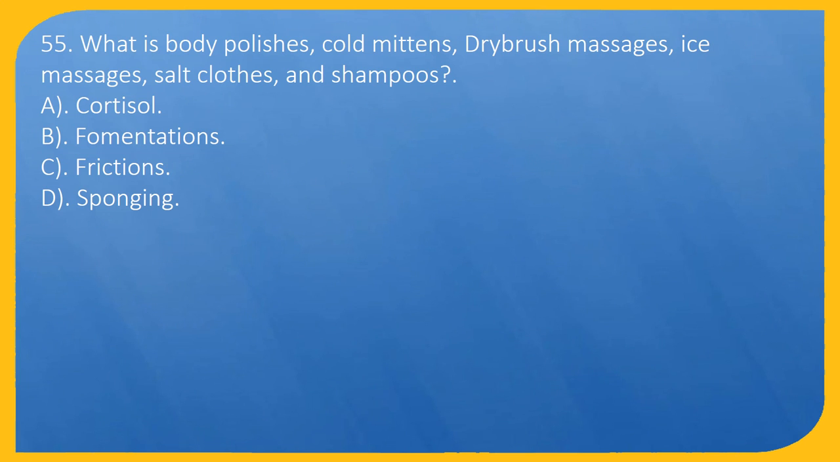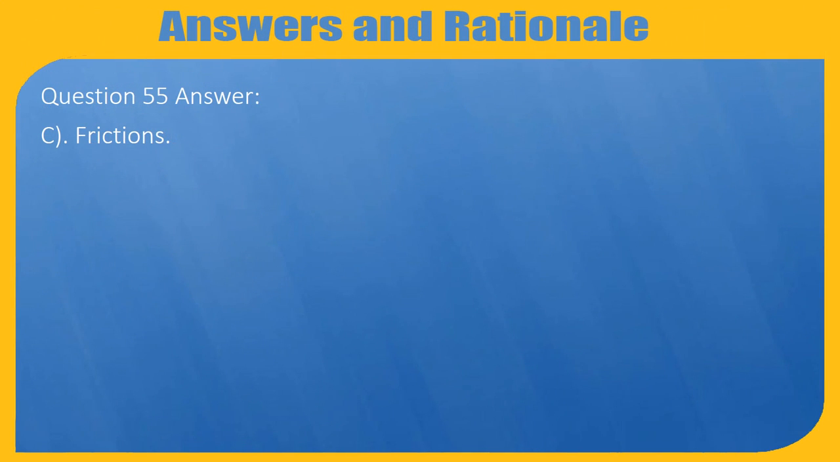Question 55. What is body polishes, cold mittens, dry brush massages, ice massages, salt cloths, and shampoos? A. Cortisol. B. Fomentations. C. Frictions. D. Sponging. Question 55. Answer C. Frictions.